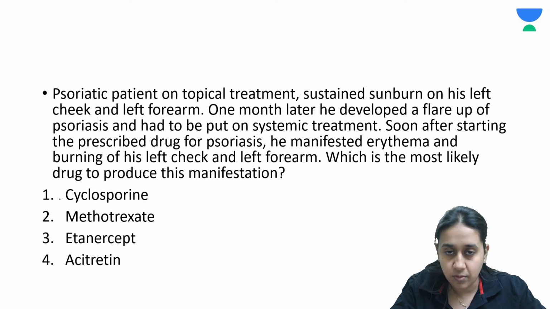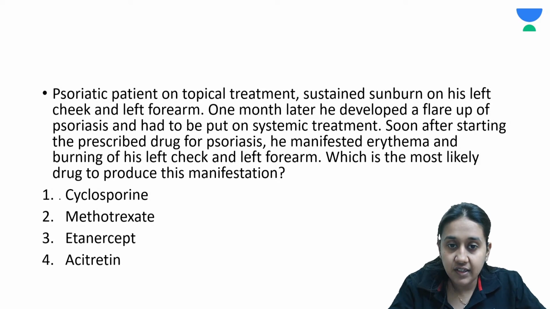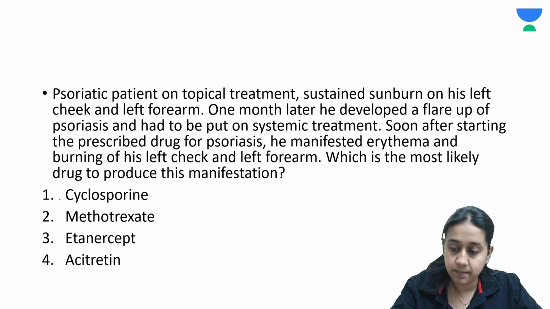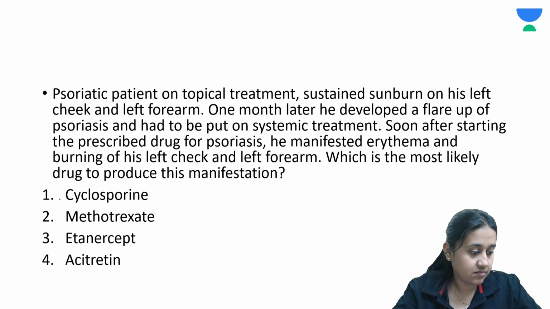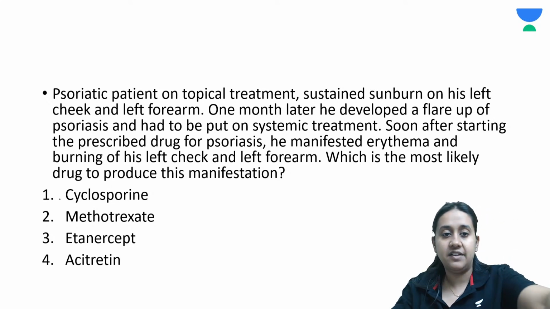A psoriatic patient on topical treatment sustained sunburns. One month later, he developed a flare-up of psoriasis. Soon after starting the prescribed drug for psoriasis, he manifested erythema and burning of his left cheek and left forearm. What is the most likely drug to produce this manifestation?